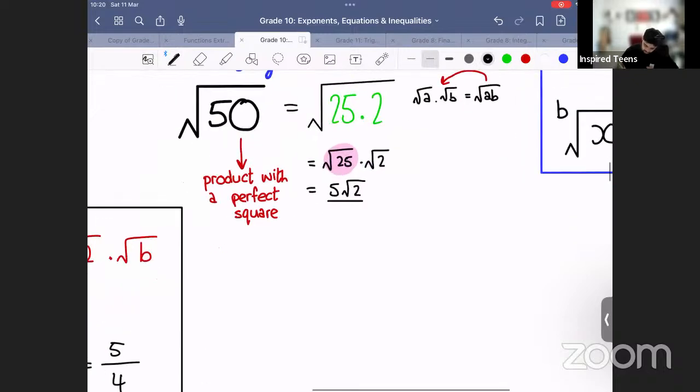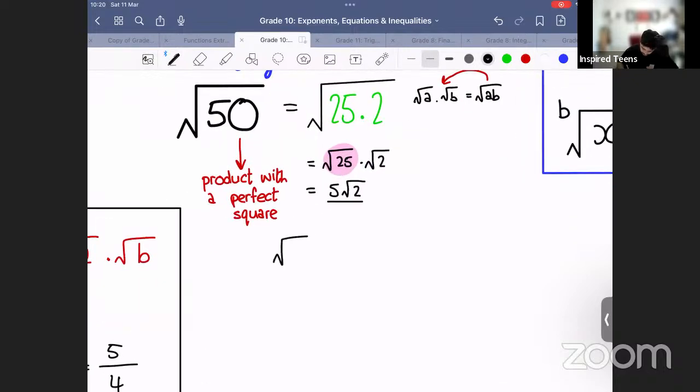Let's do another example. Let us do square root 27. Sorry, just give me 1 second.